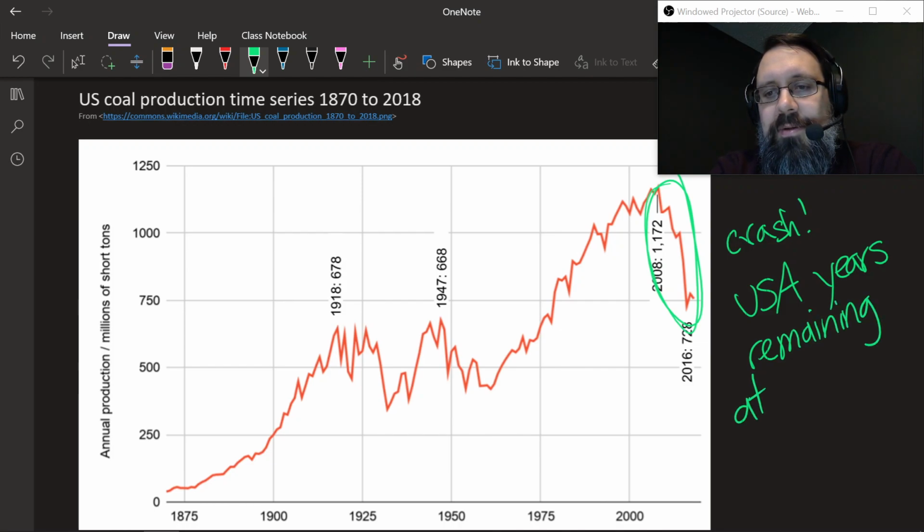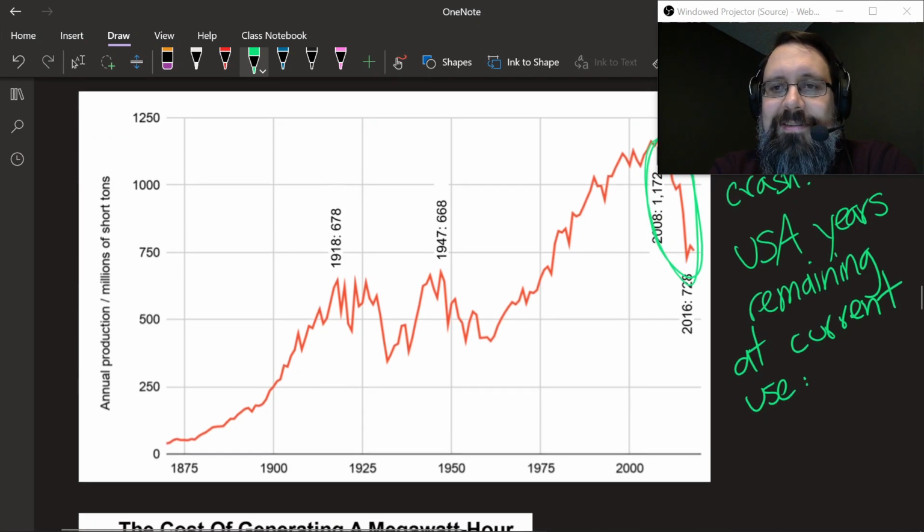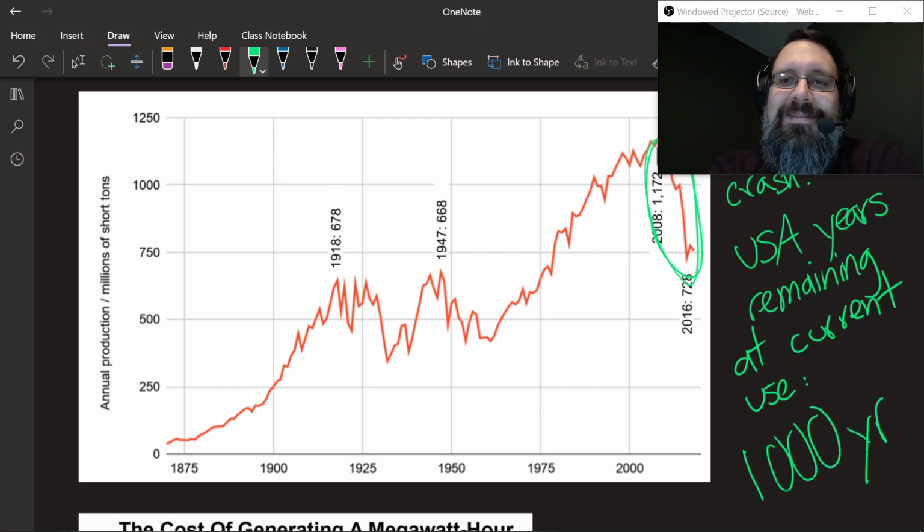At current use? 25. What else? 30. Your minds are gonna be blown. We probably have a large amount of years left, because we haven't been using coal all that long. We've used small pockets of it, so we probably have like 1,000 years of coal.